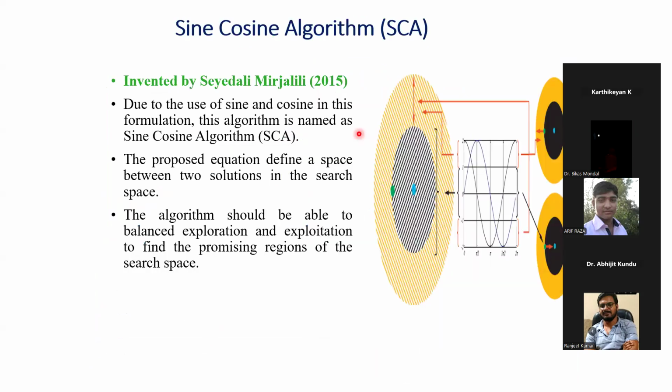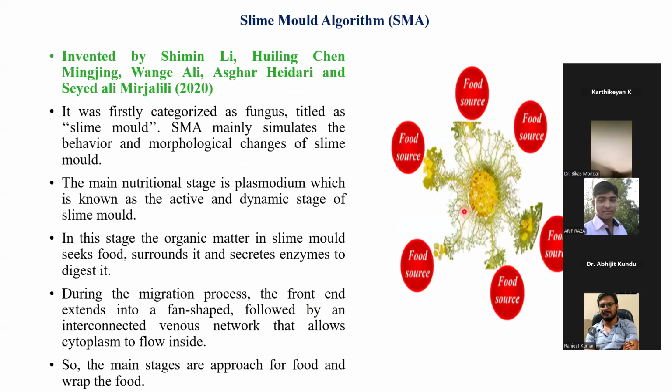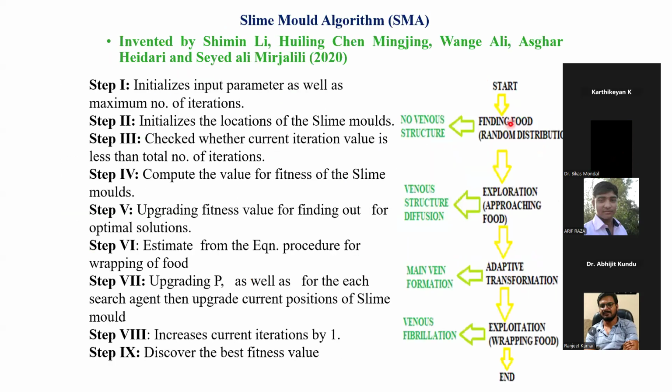And this is the sine cosine algorithm, which is basically none other than the sine wave and the cosine wave. And this is the slime mold algorithm. Basically, this is how the slime mold searches for food. At first, there are several stages like finding food, exploration, and all those things. So we make some coding.